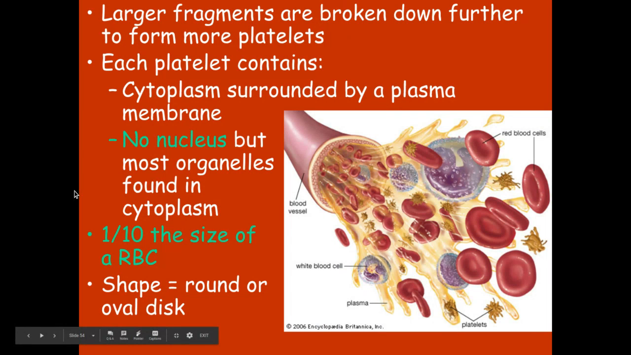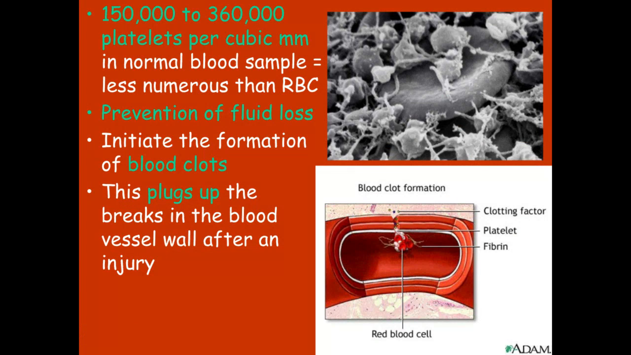Larger fragments are broken down further to form more platelets in the blood, and each platelet contains cytoplasm surrounded by the plasma membrane. Platelets themselves do not have a nucleus, but most organelles are found in their cytoplasm. They're about a tenth of the size of a regular red blood cell, and their shape is a round or oval disc. Your body has 150,000 to 360,000 platelets per cubic millimeter. In a normal blood sample, they are less numerous than red blood cells.